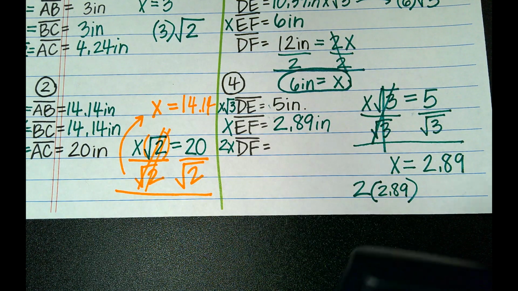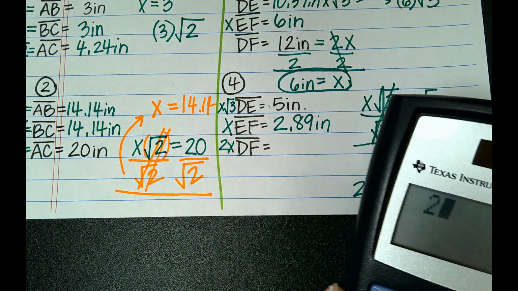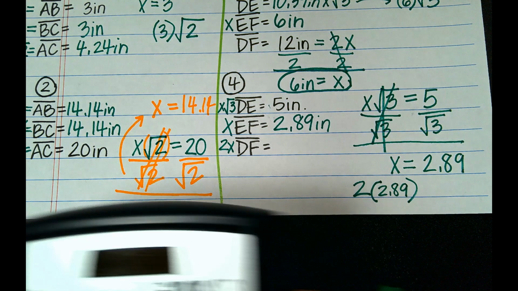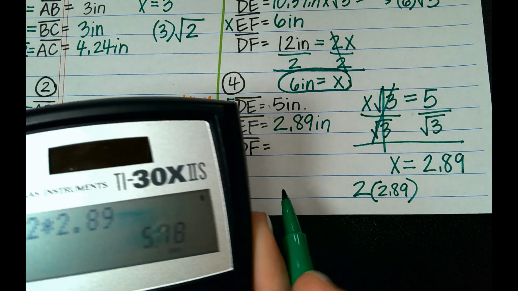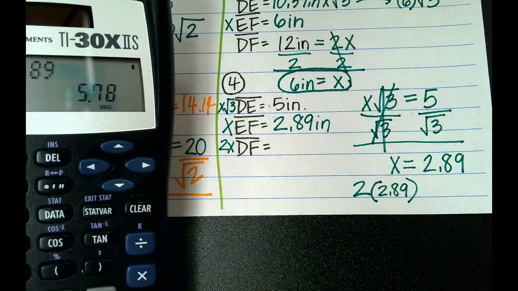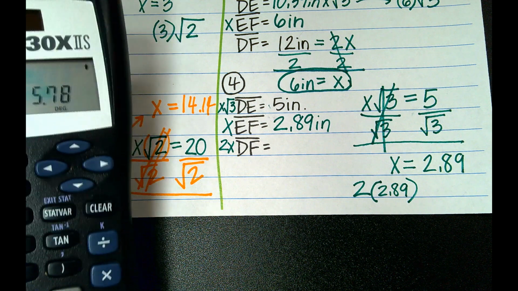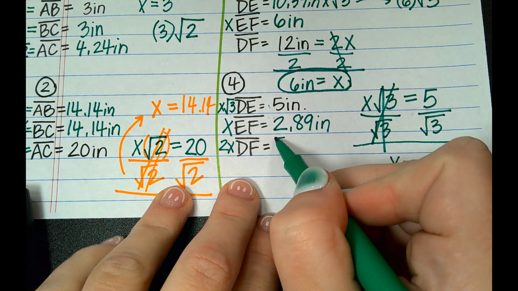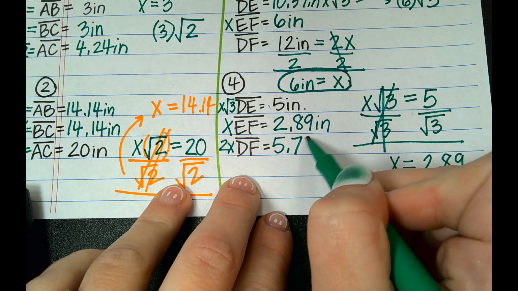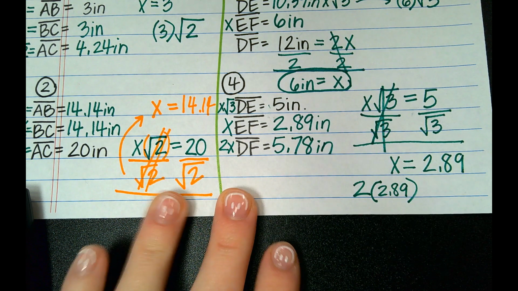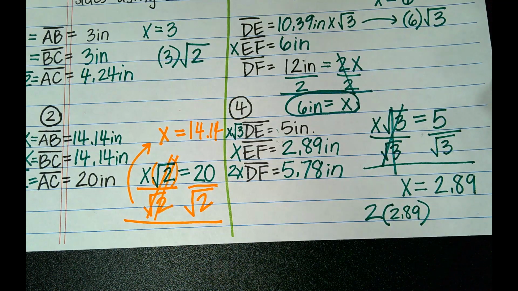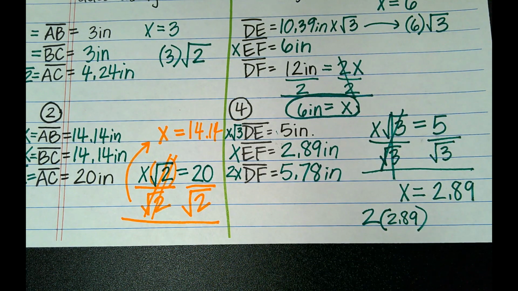So I'm just going to type that in there. 2 times 2.89. We should get, I got about 5.78. Everybody get that? 5.78. Look at that. A whole lot of work, you guys.